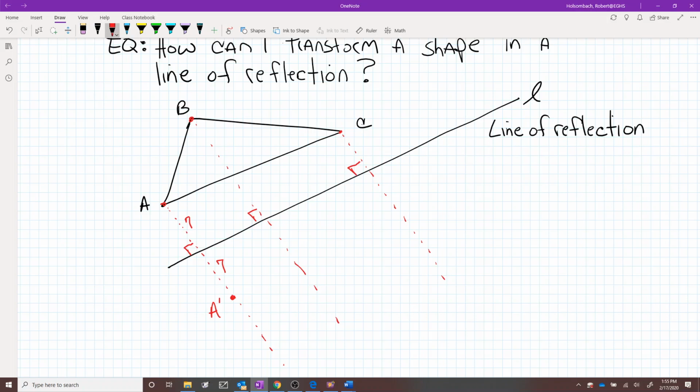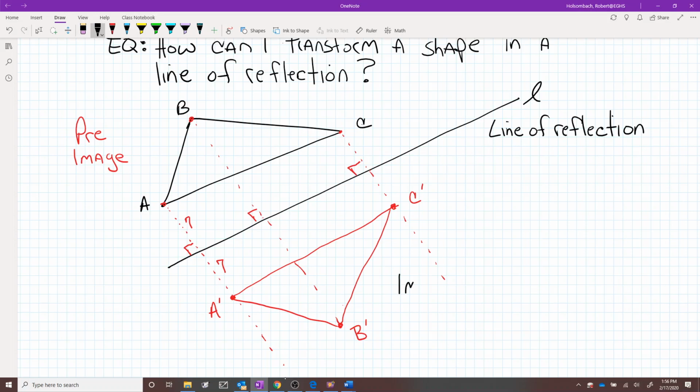So then point B would probably be around here, and after the reflection or after the transformation, it's B prime, and then you've got C and C prime. And then you connect your vertices again. And what you have is the original shape is called the pre-image. After the reflection, the shape is referred to as the image.